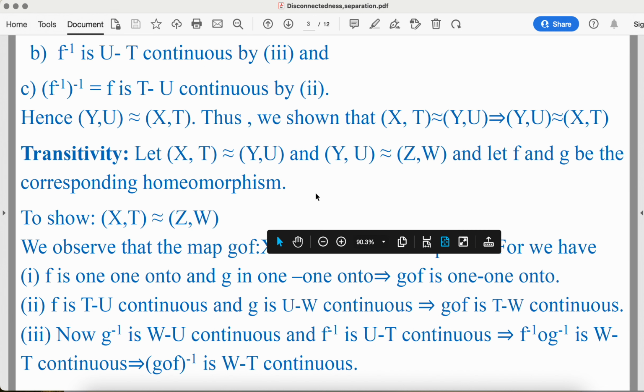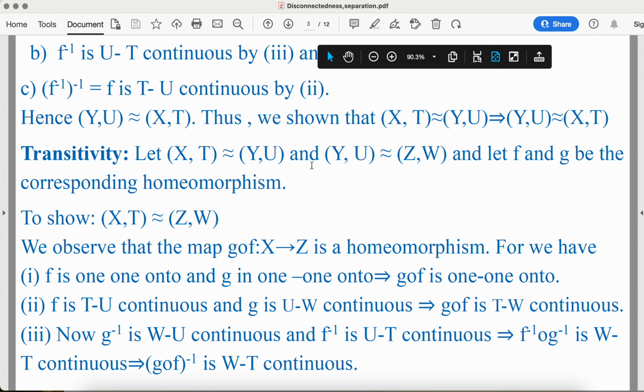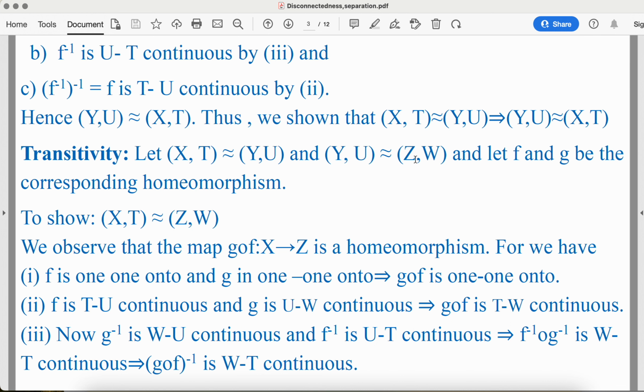Now transitive. Suppose (X,T) is homeomorphic to (Y,U) and (Y,U) is homeomorphic to (Z,W). Here Z is a non-empty set and W is a topology defined on Z. Suppose f is a homeomorphism from topological space (X,T) to (Y,U) and g is a homeomorphism from topological space (Y,U) to (Z,W). Now we will show that topological space (X,T) is homeomorphic to topological space (Z,W).